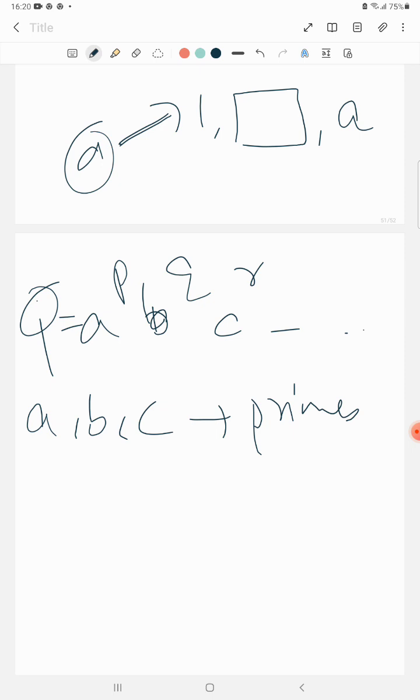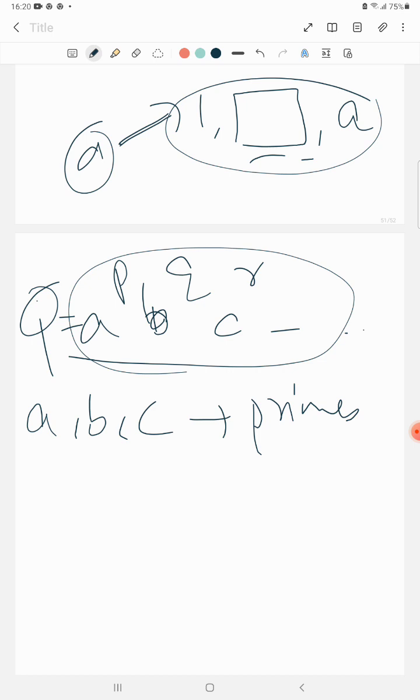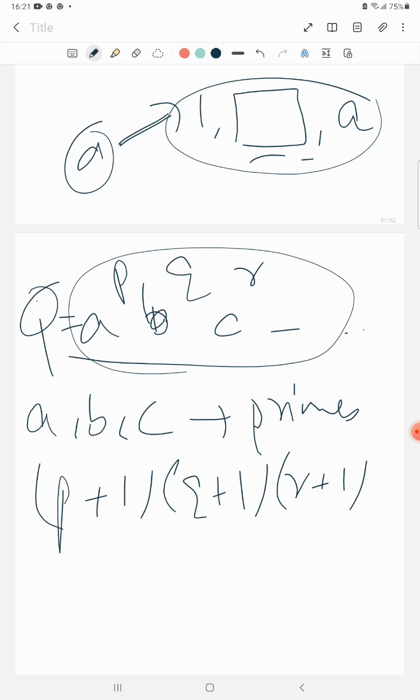Now tell me one thing. We need two more numbers, and the total number of factors that we have is 4. For this kind of number, can you tell me the number of factors it has? I'm not sure if you know the formula, but it goes something like this: (p plus 1), (q plus 1), (r plus 1), and so on.